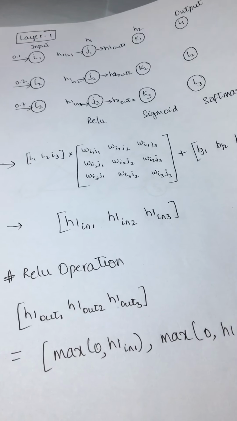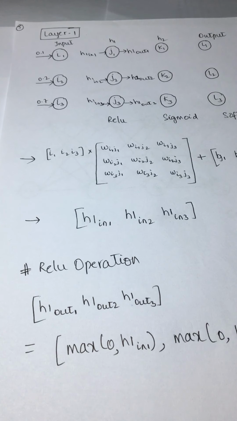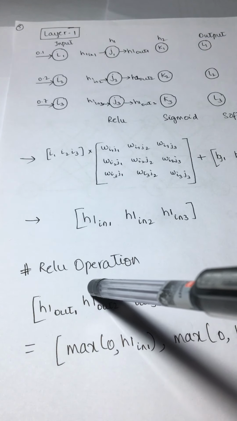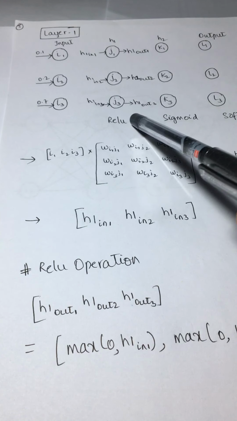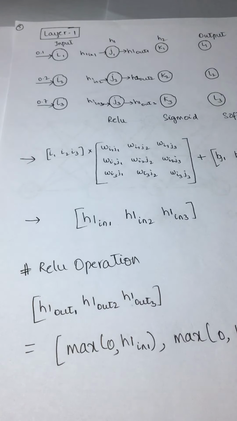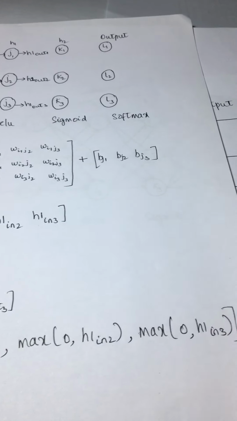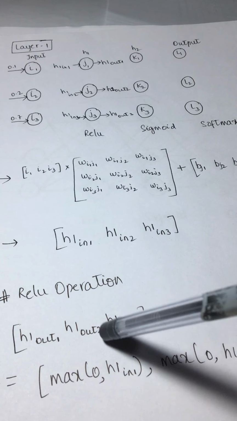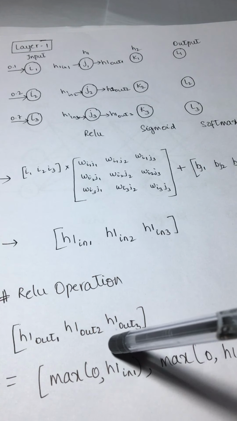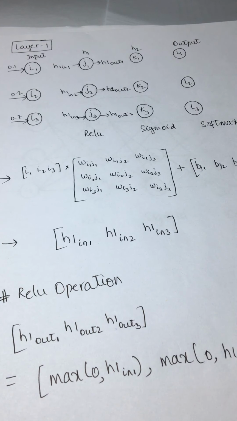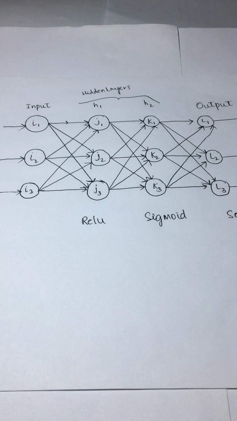After you get this, you pass it through your activation function. The activation function for the first layer is ReLU, and you take the maximum of those values. Whatever values we get from the output of the activation function are our output 1, output 2, and output 3. So this is the first layer forward pass.